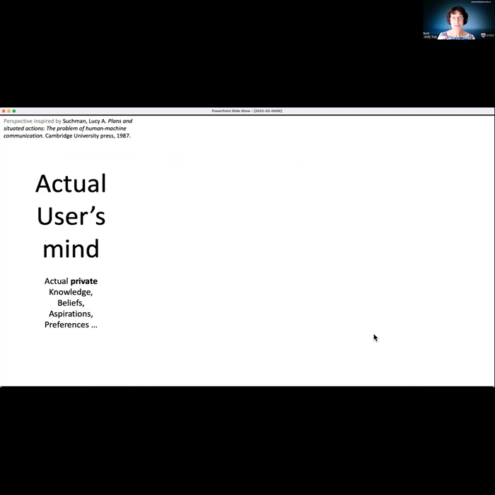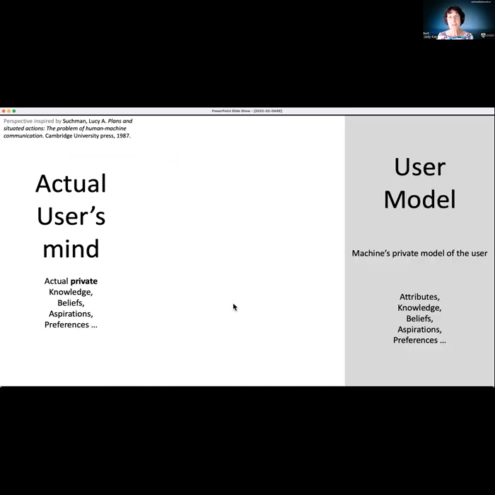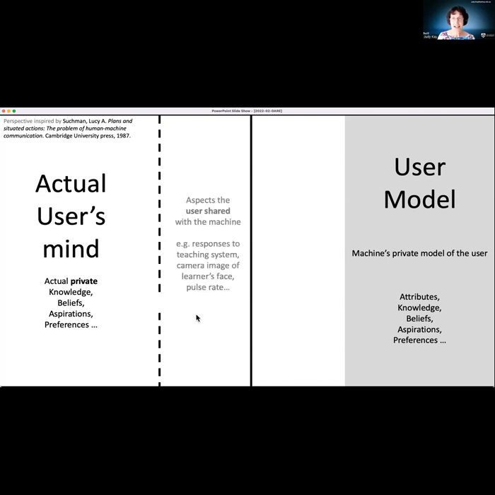And here's a sort of mental model I want you to build. Here's a user's actual mind, in someone's head, with their private knowledge and beliefs. And as I said, they may not understand themselves very well. Over here is the thing we want to build, often, a user model of the individual. Between them is a very solid barrier. On one side, the machine model, on the other side, the human being's mind. So let's draw a dotted line with the aspects the user has shared. Things they've typed at an interface, or maybe we've got cameras that are scanning their faces or whatever. They might be wearing devices like this one, which is keeping all sorts of interesting data.